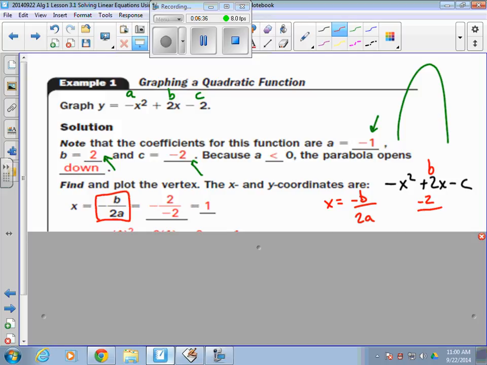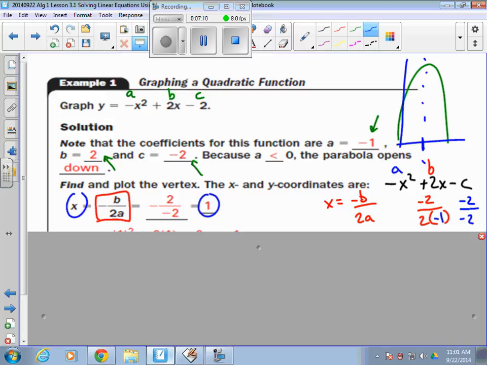Negative 2 over 2 times a's value. What is a's value? It's right here, negative 1. So what you wind up with is negative 2 over 2 times negative 1, which is negative 2. Negative 2 divided by negative 2. x's value is 1. So right there you have your axis of symmetry at x equals 1, for example. If that was 1, you have an axis of symmetry that's going to go through just like that.